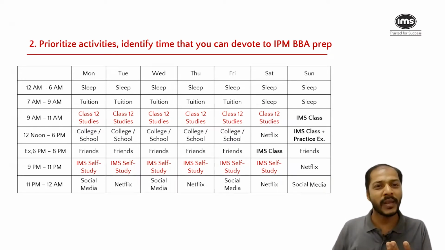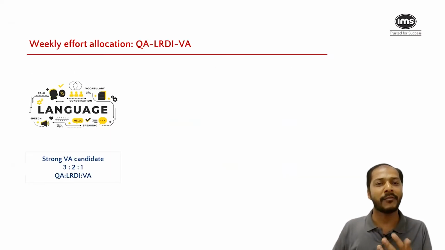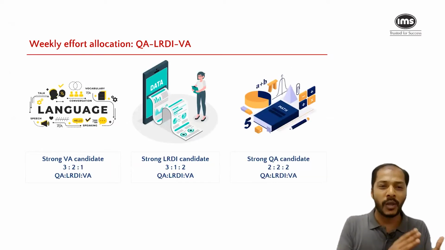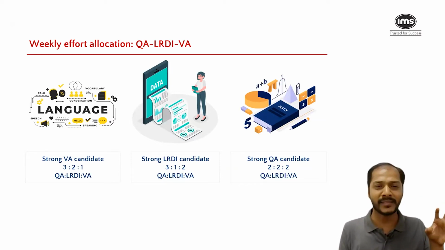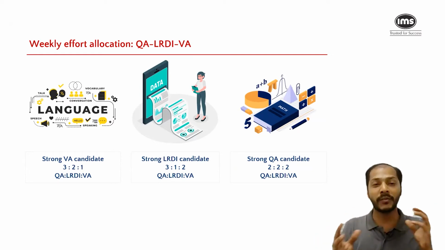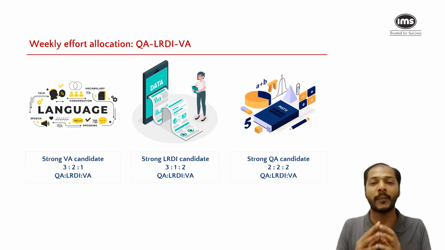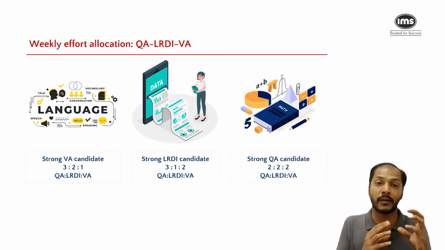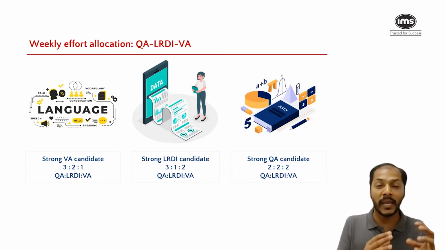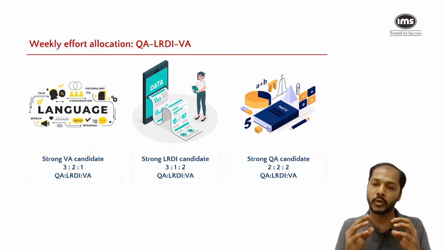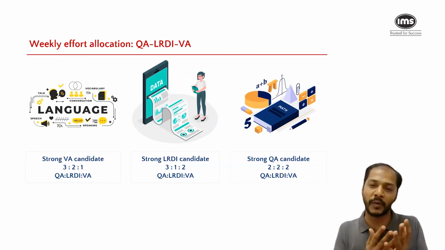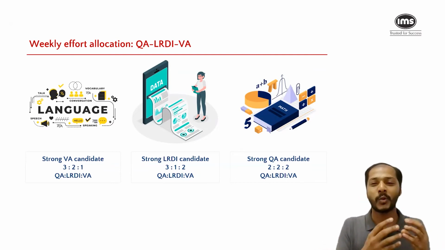So just to give you an example, suppose I identify that I might be strong in English, that is verbal ability. So I'll have to give more time to QA, that is maths, and lesser time to English, but I'll have to give time to both of them. So that way, a right balance has to be found. If you are strong in maths, but maths has a very high weightage in all the IPM BBA entrances, that is why even if you are strong at maths, you need to keep brushing it up. So you might have to give 2, 2, 2. So maybe I've divided the 6 days that you have in a week between the 3 subjects.